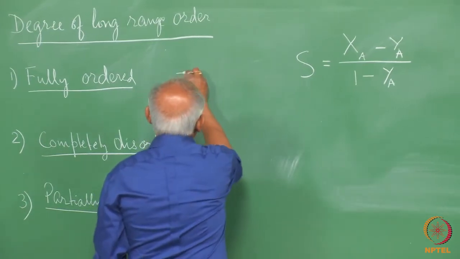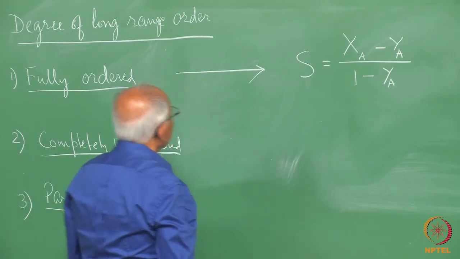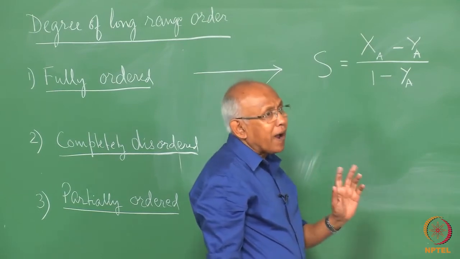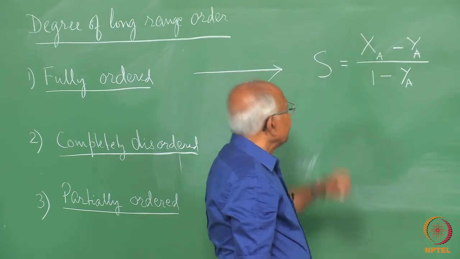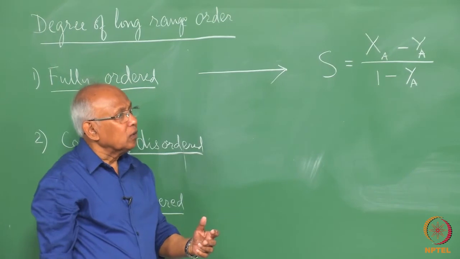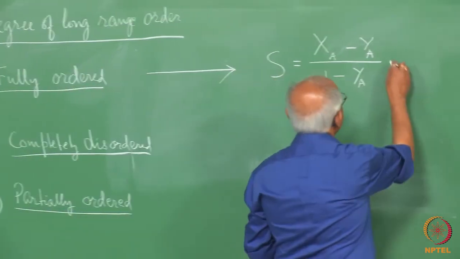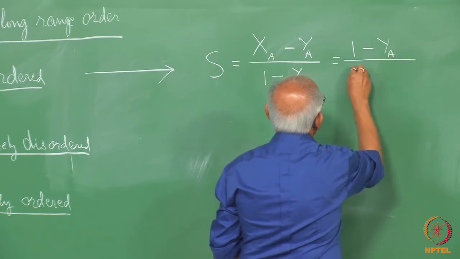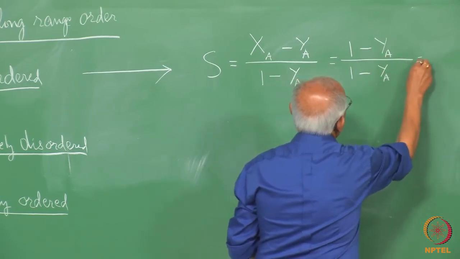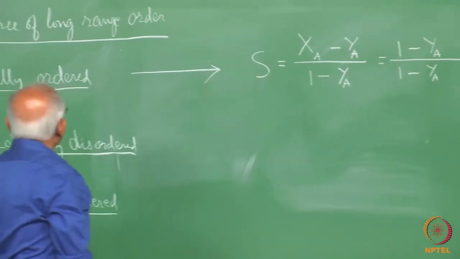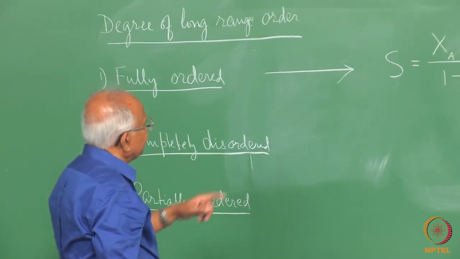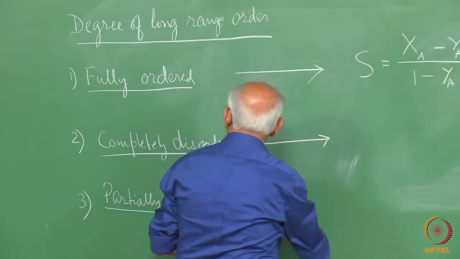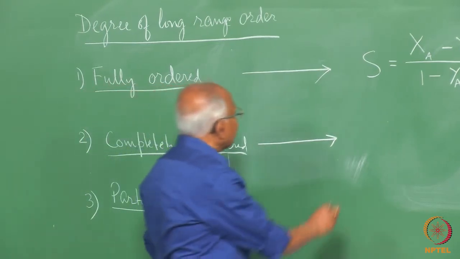Now, when it is fully ordered, we know that the fraction of A sites which are actually occupied by A atoms is equal to 1, because all the A sites will be occupied by A atoms. So, in this case, as we have seen earlier, we can write 1 minus y a divided by 1 minus y a, equal to 1. So, the value of the long range order parameter S is equal to 1 in case of a fully ordered material. Now, if the material is completely disordered, then what happens?